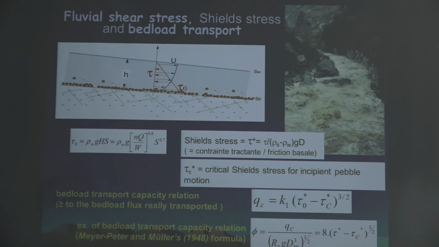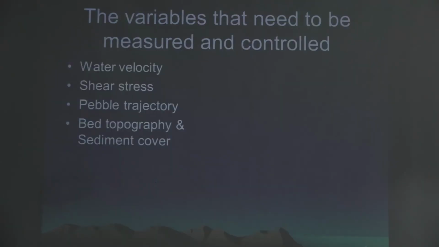So again, the transport capacity depends on the shear stress. So the variables that you want to measure and control in your flume will be the water velocity, potentially the shear stress, and water depth. With water depth and slope, you can also calculate more or less the average shear stress. Potentially, you want to describe the pebble trajectory and also to follow the sedimentation or the degradation, or maybe the channel position, looking at bed topography and sediment cover. So there are different instruments to do that.